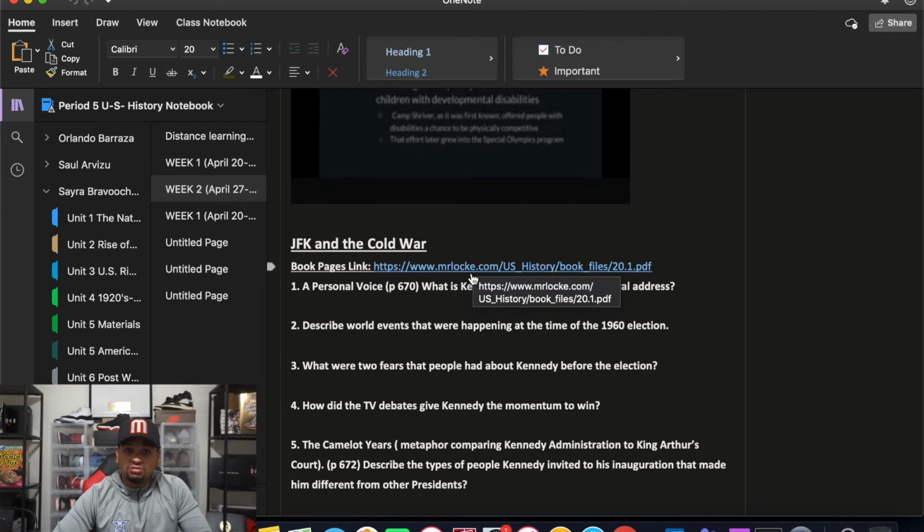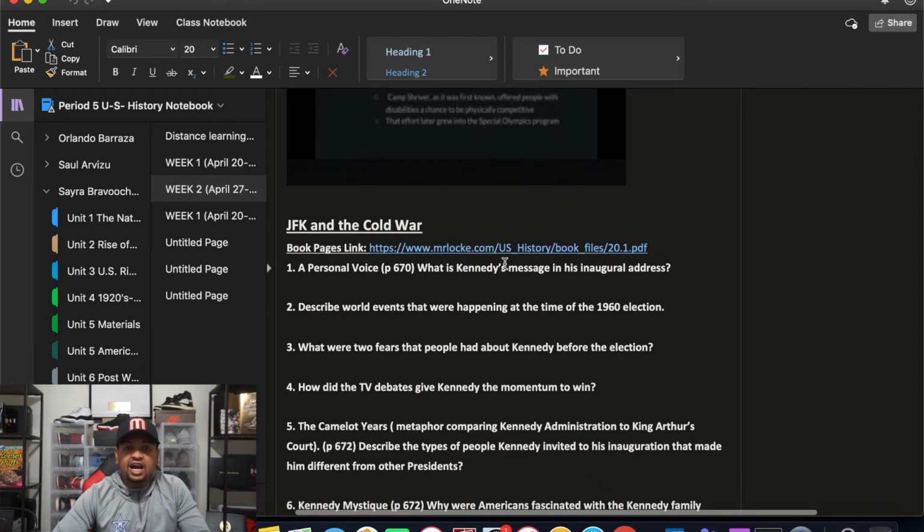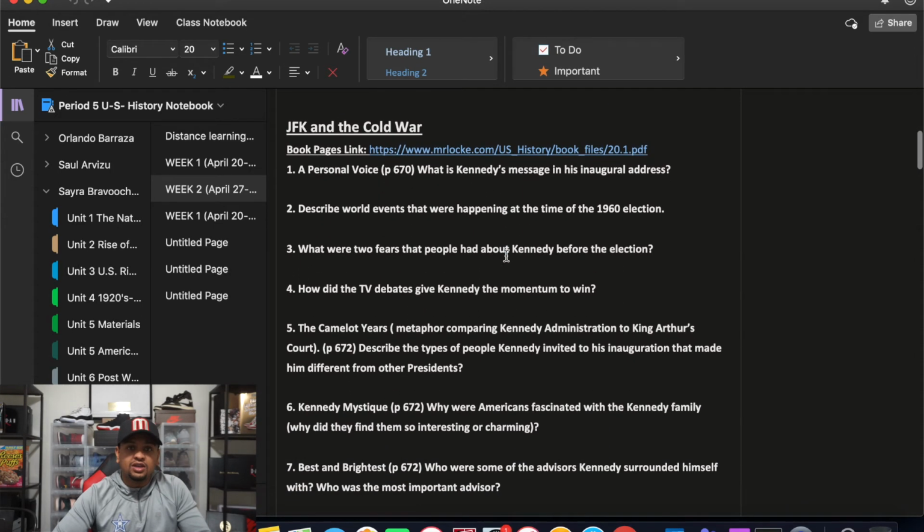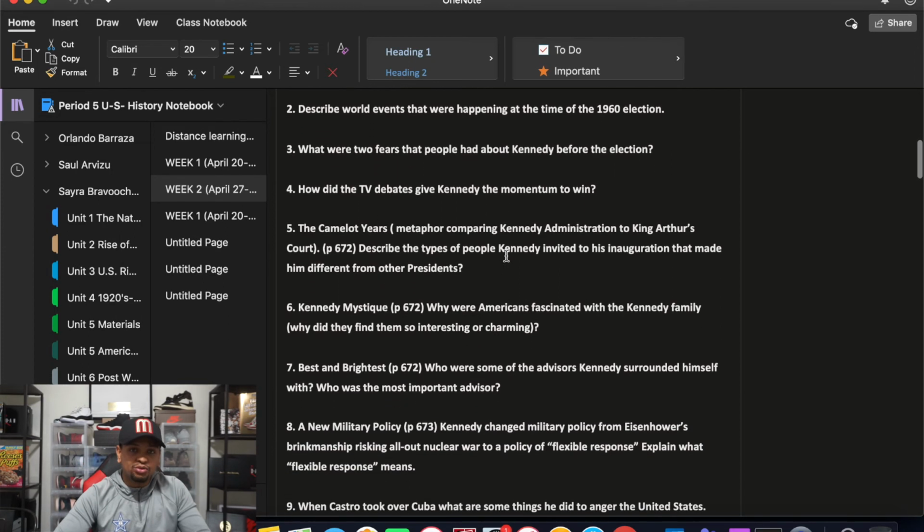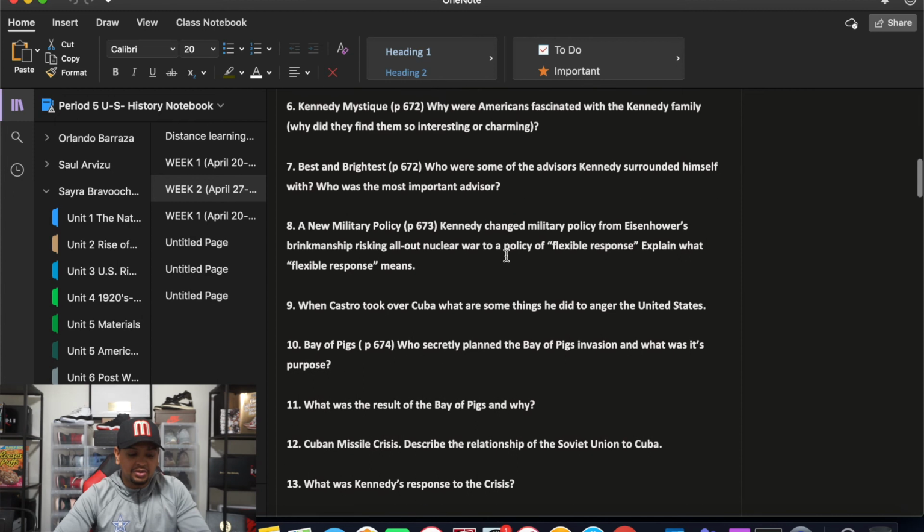So here's just the guided reading. We know how this works. You're going to respond in complete sentences. This is going to talk about JFK and his involvement in the Cold War, and how he wanted to establish his new America, his new frontier, and improve the lives of the American people.